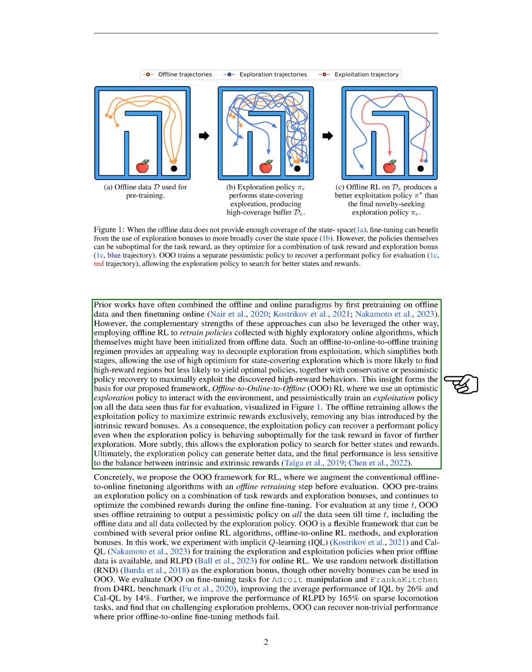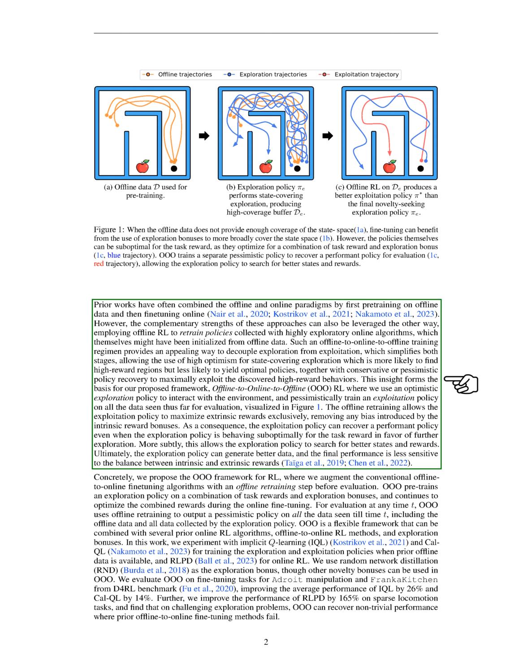We suggest using offline RL to retrain policies collected with highly exploratory online algorithms. This method, which we call offline to offline RL, separates exploration from exploitation. It allows for high optimism for state-covering exploration, which is more likely to find high-reward regions but less likely to yield optimal policies. Then, it uses a conservative approach to recover policies that can maximally exploit the discovered high-reward behaviors.